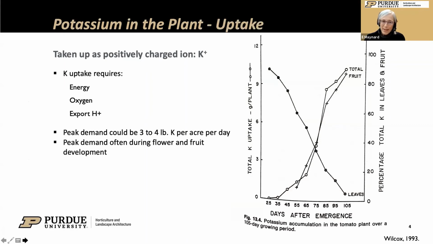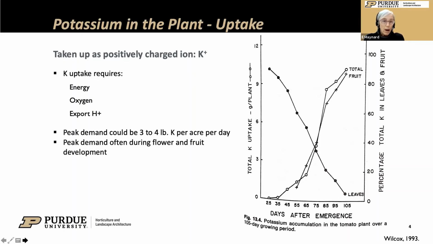Plants take up potassium also just as that positive cation, positively charged molecules of potassium. It's taken up by the roots and it requires energy and oxygen. So if your plant is not photosynthesizing, it doesn't have much energy to do its work, won't be able to take up very much. And if your soil is waterlogged, there's not oxygen in the soil, you won't be able to take it up. It also requires that the plant export hydrogen to take up potassium, and so sometimes in very low pH soils that can inhibit potassium uptake.